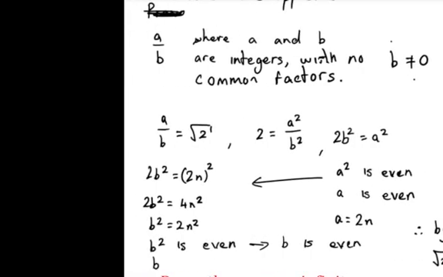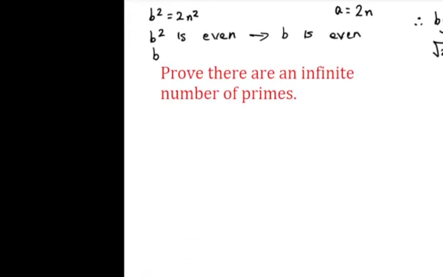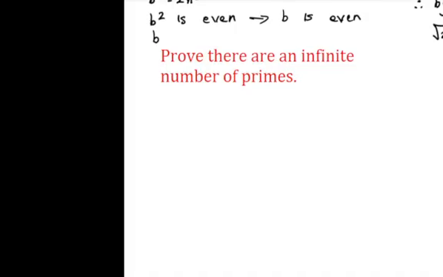Now we're going to look at a second proof here, which is to prove that there are an infinite number of primes. So again, we're going to take the route of proving by contradiction, which means we are going to assume there is a finite number of primes.